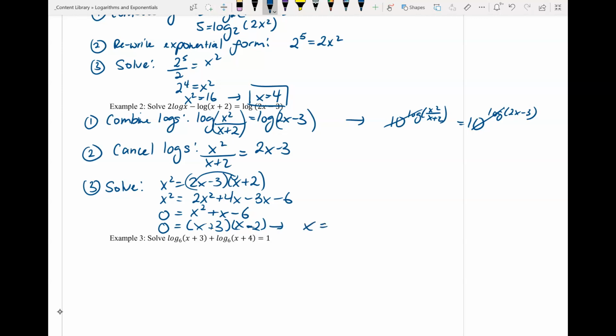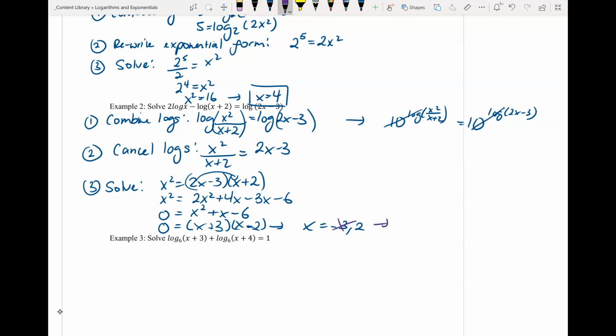So once we solve for this, we're going to get x is equal to negative 3, 2. Before I say this is my final answer, I do need to check to make sure that these solutions are valid. Right away, I can tell that x equals negative 3 is not a solution.